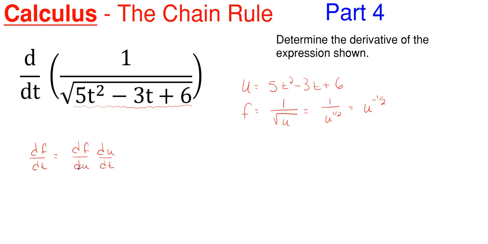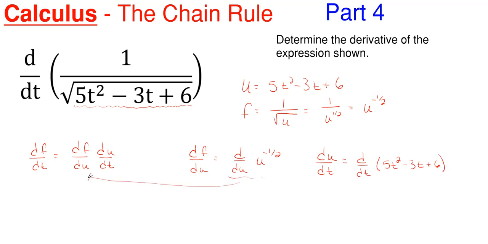So let's go ahead and find out what these expressions are. What is our derivative of f with respect to u, and what is our derivative of u with respect to t? So df du would be equal to d du of our expression of f with respect to u, which would just be u to the minus 1/2. And then our du dt, which is our derivative of u with respect to t, would just be the derivative with respect to t of our u variable, which is 5t squared minus 3t plus 6. So we are just going to take each one of these expressions and plug them in over here, basically just finding the derivatives and then multiplying them together.